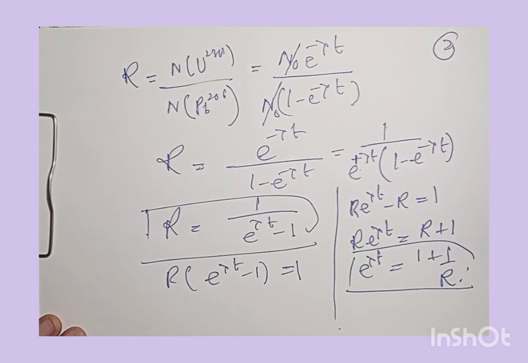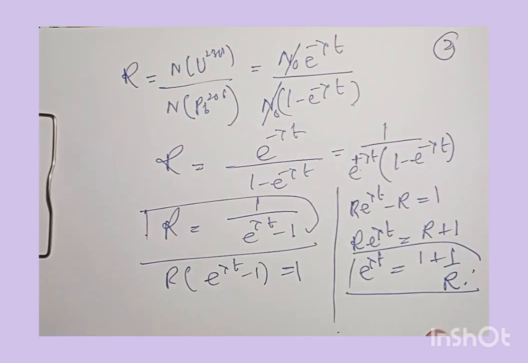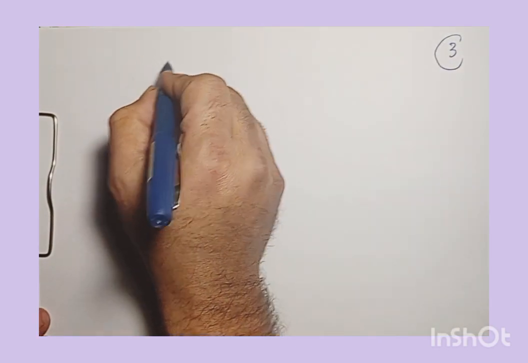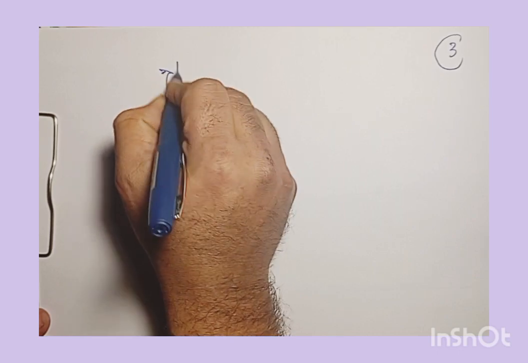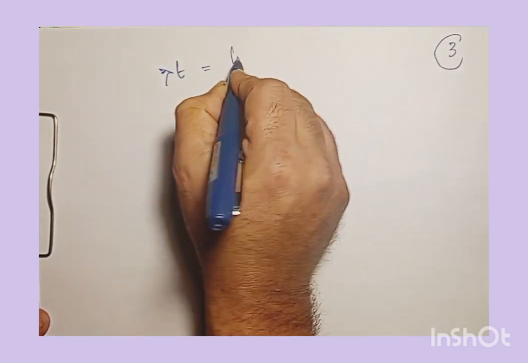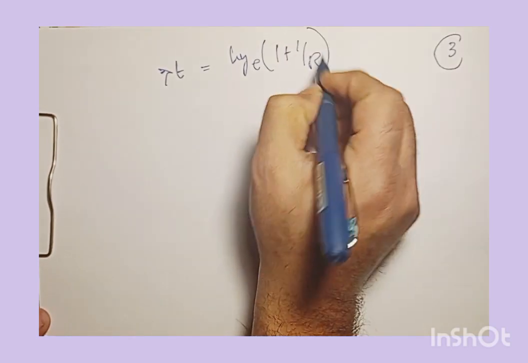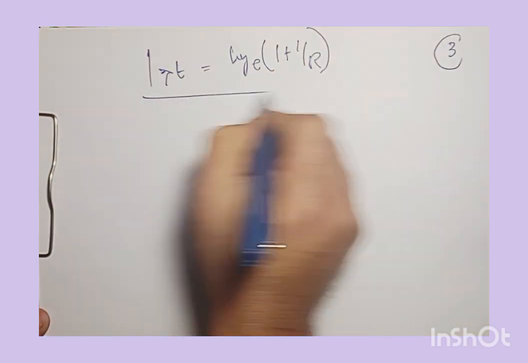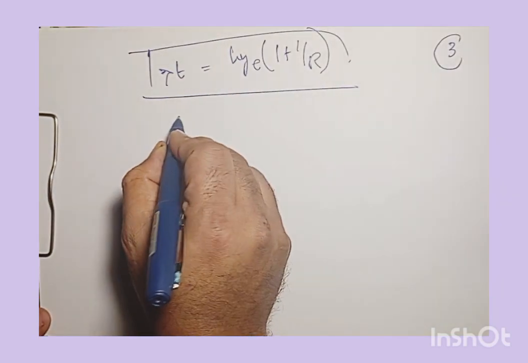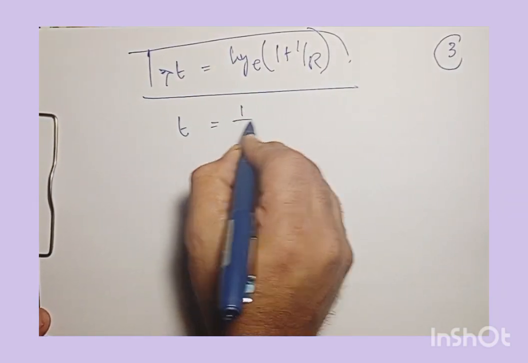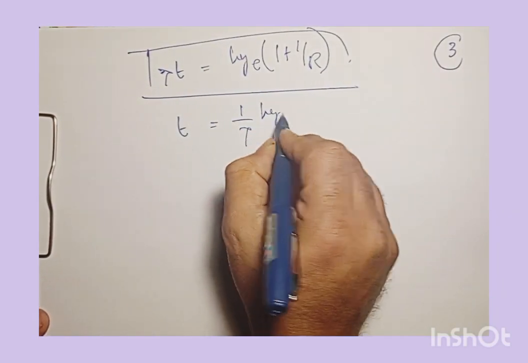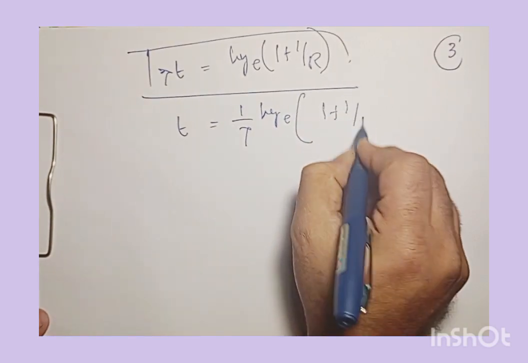And we take log on both sides. Having log on both sides will give me lambda t is equal to log to the base e of 1 plus 1 by R. So from this equation I have t, and this is 1 by lambda times log to the base e of 1 plus 1 by R.